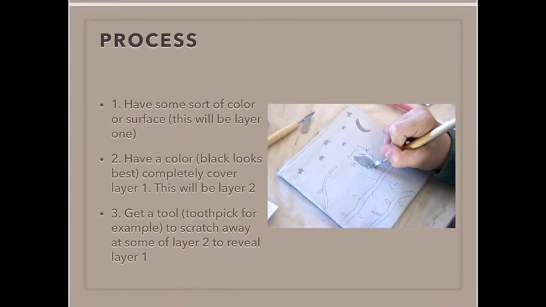So I basically just told you the process. You have some sort of color on the surface. That will be layer 1. Then you have another color. We're going to be using black to completely cover layer 1. That will be layer 2. And then you get a tool and scratch away at layer 2 to reveal layer 1. And that's exactly what the student is doing off to the side there in a simpler drawing than that crazy painting we saw on the last slide.